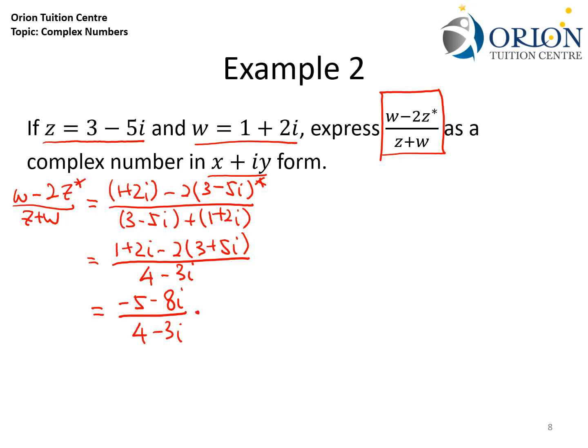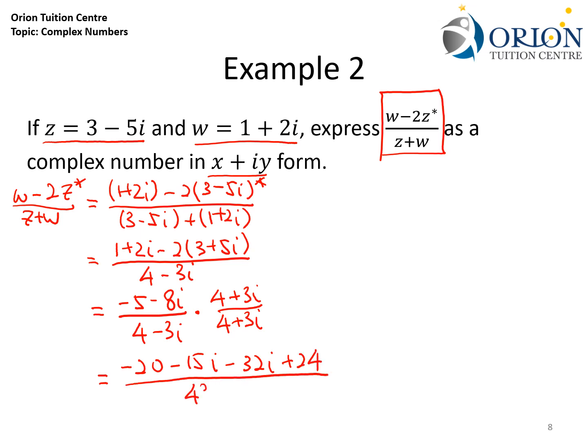And we do so by multiplying by the conjugate of the denominator, 4 plus 3i over 4 plus 3i. So we now have to simplify the numerator and denominator separately. In the numerator, we get negative 20 minus 15i minus 32i plus 24, divided by 4 squared plus 3 squared, which can be simplified into 4 over 25 minus 47 over 25 i.